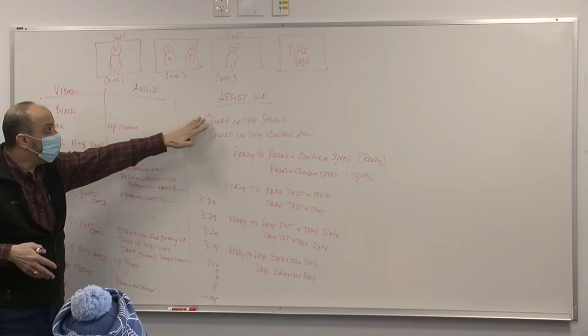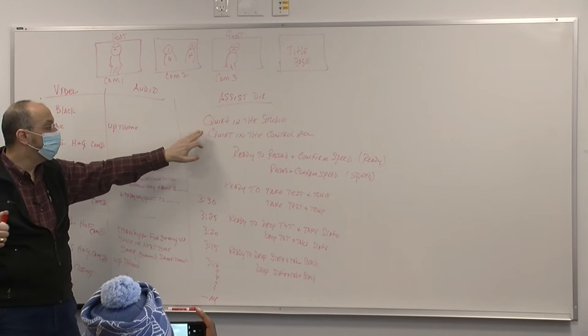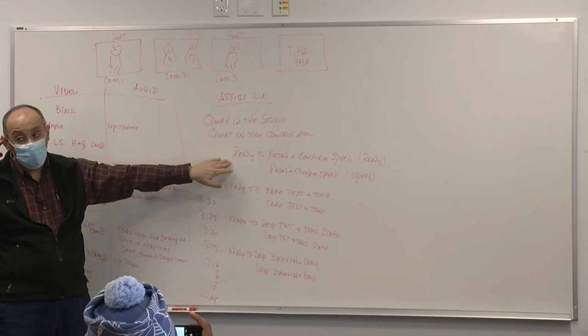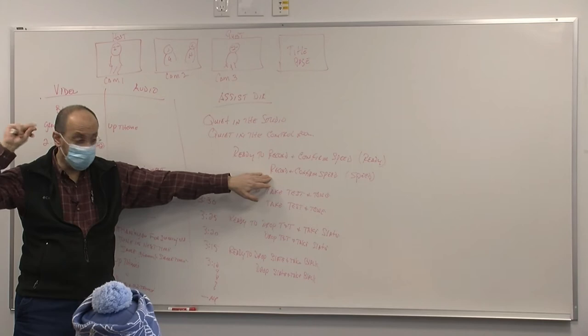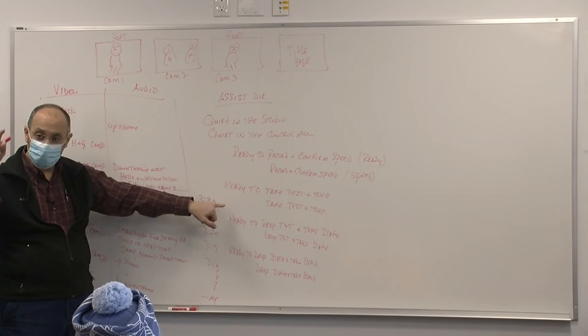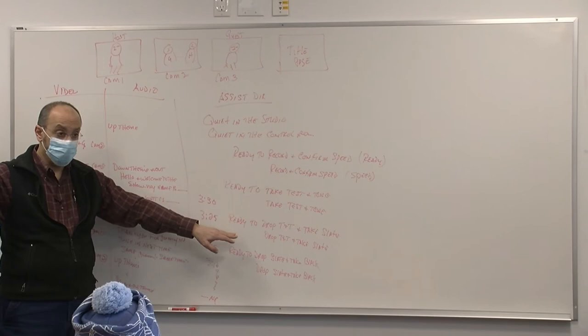You follow what I'm saying? So let me go over that one more time. I'm the assistant director. I'll start out quiet in the studio, quiet in the control room. When I get quiet, I'll say, okay, ready to record and confirm speed. I'm waiting for the recording operator to say ready. And then when that person says ready, I'll say, okay, record and confirm speed. Then I'll say ready to take test and tone. I'll say take test and tone. And then the clock will start counting down from 3 minutes and 30 seconds. And you'll hear the tone, and then you see the color bars on the program monitor.